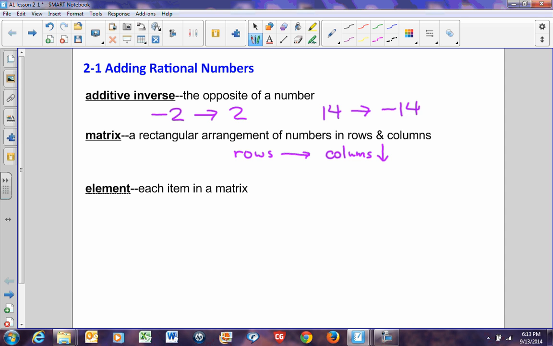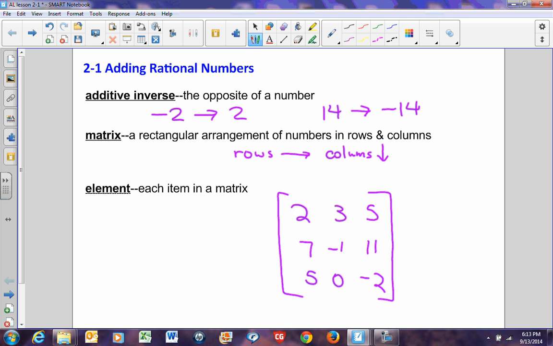So if I have a rectangular arrangement of rows and columns to make a matrix, it looks something like this. Maybe 2, 3, 5, 7, 8, 1, 11, 5, 0, 8, 2. Normally a matrix is in brackets, like so. Now, within a matrix, there are elements. An element is each item in a matrix. For example, 3 is an element.